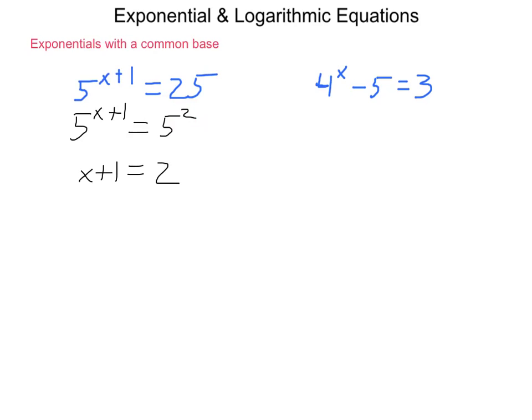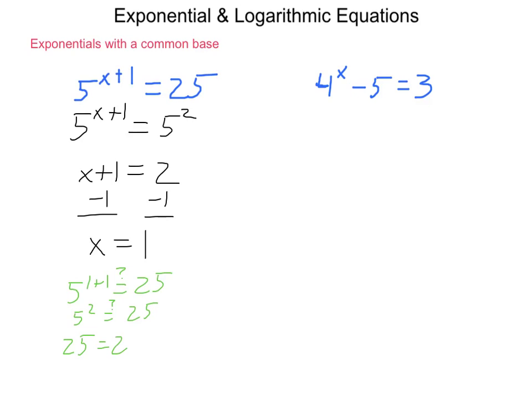Now, I'm simply solving a one-step equation. I will subtract 1 from each side and come out with this final value of x equals 1. Now, if I would like to check this, I will simply run it through my order of operations. 5 to the 1 plus 1 is supposed to equal 25. So that'd be 5 squared is supposed to equal 25. 5 squared is 25, so I get 25 equals 25, and it checks out.